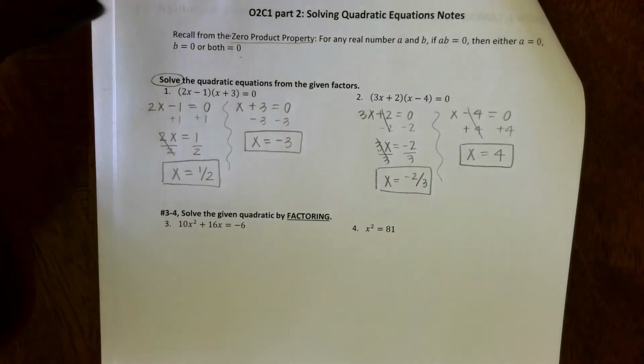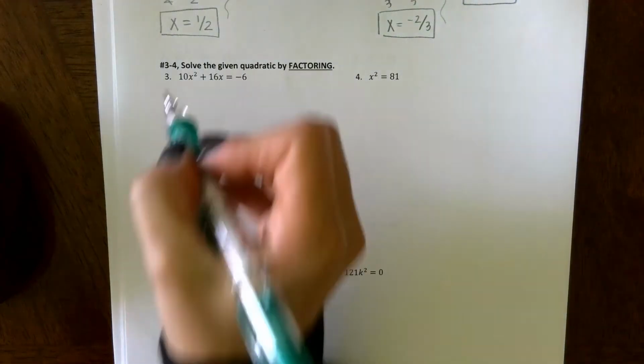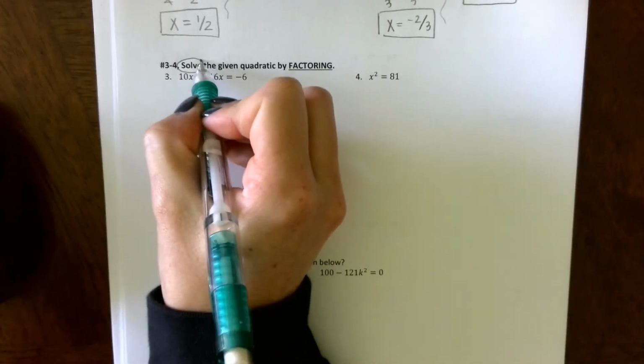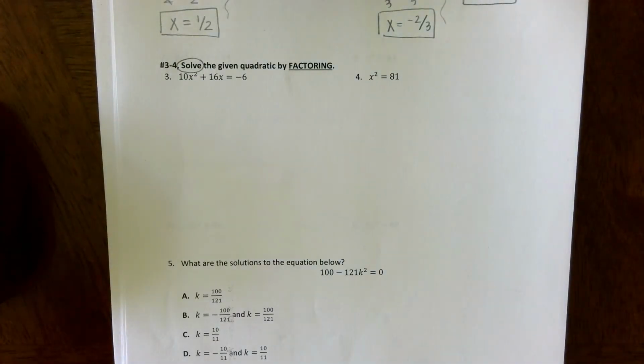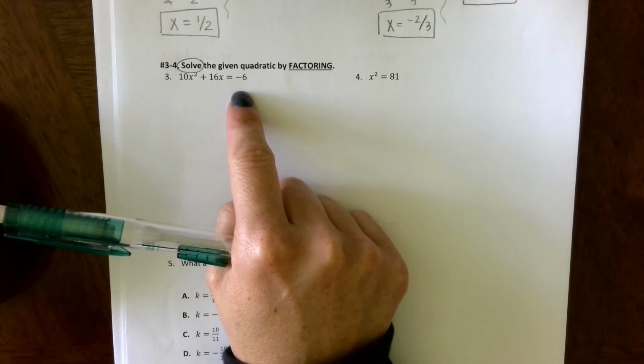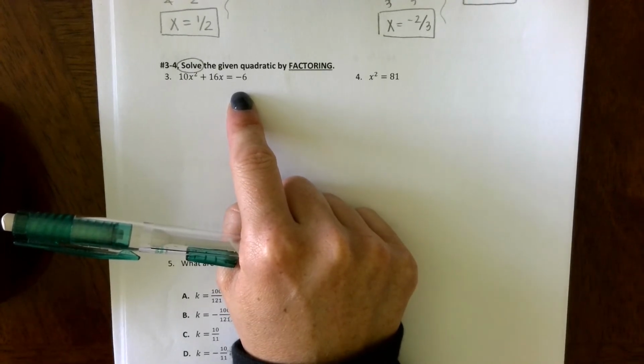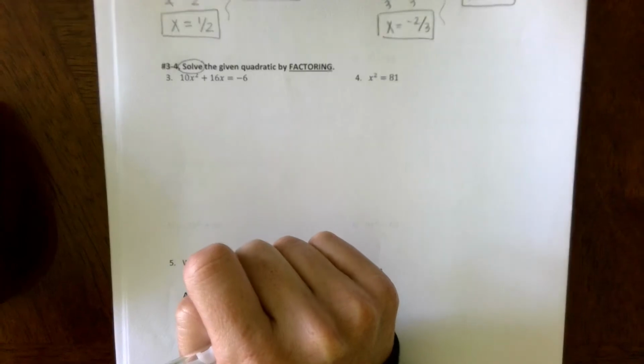The only other way we can make this problem a little bit trickier is to give you something that looks like number 3 or 4. Okay, our directions still tell us to solve, so we're still trying to figure out what x is equal to, but the big difference is this quadratic is not factored. So we are going to have to factor first, and then we can figure out what x is equal to.